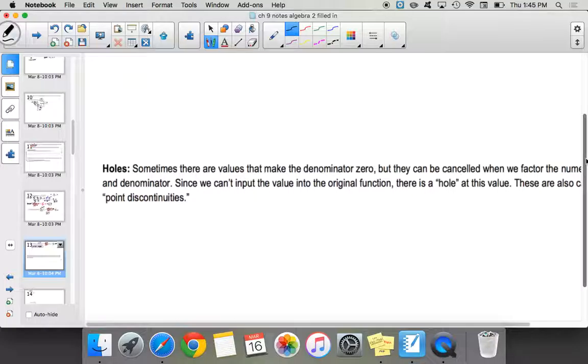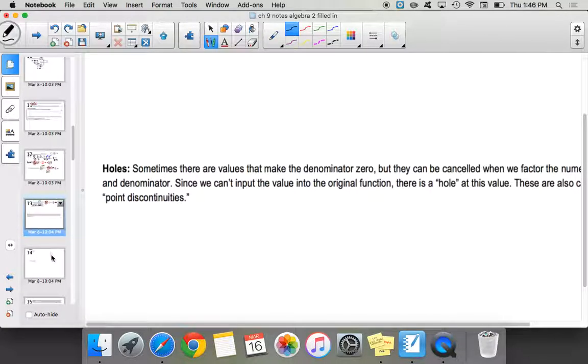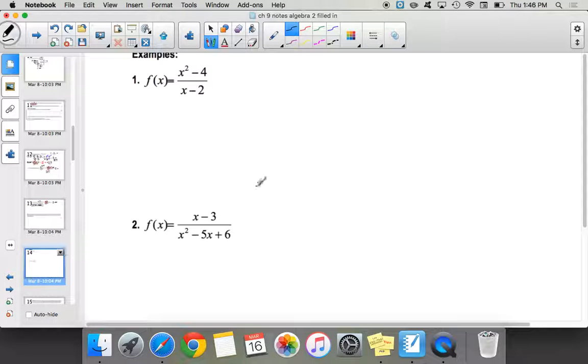All right, so holes. Sometimes there are values that make the denominator equal to 0, but they are canceled when we factor the numerator and denominator because there's a common factor. If you can't input a value into the original function, then we still say that it's undefined there. So there's a hole. Sometimes we call these point discontinuities or removable discontinuities, but I'll just call them holes in Algebra 2.